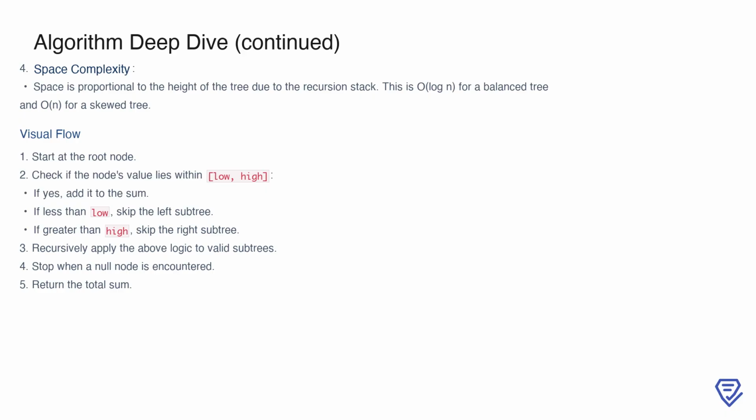For a balanced tree, the height is O(log n), leading to efficient space usage. However, for a skewed tree, the height can be O(n), which increases the space complexity. This method follows a clear visual flow.